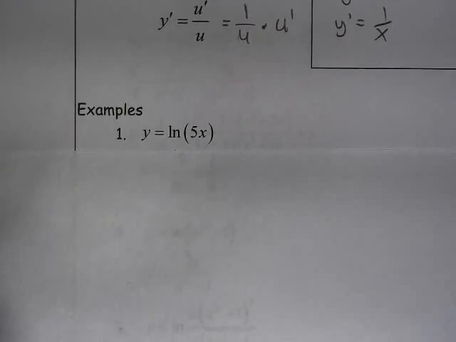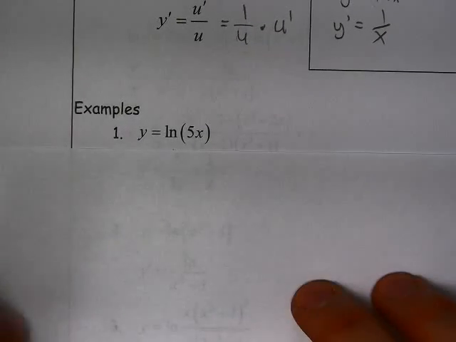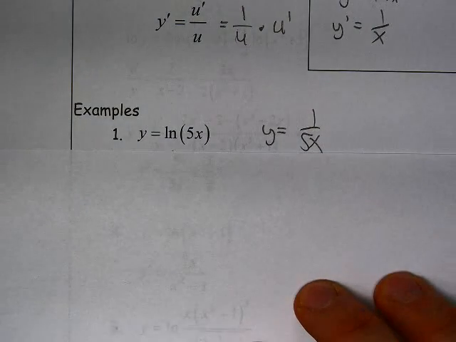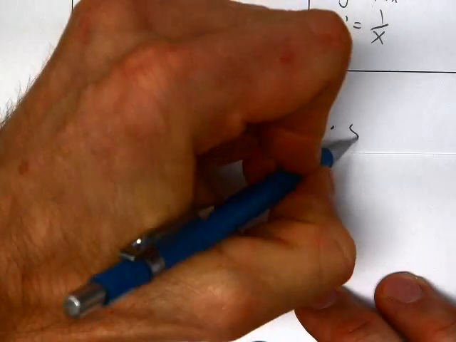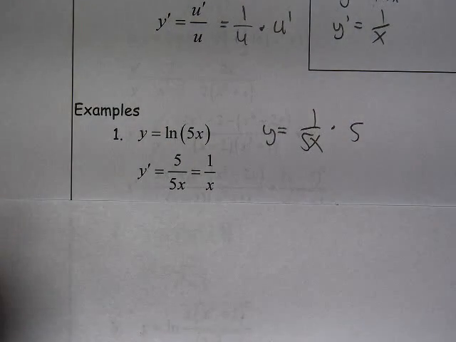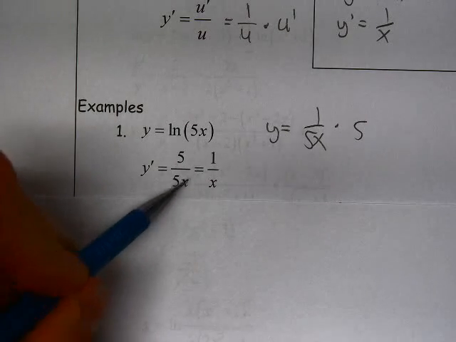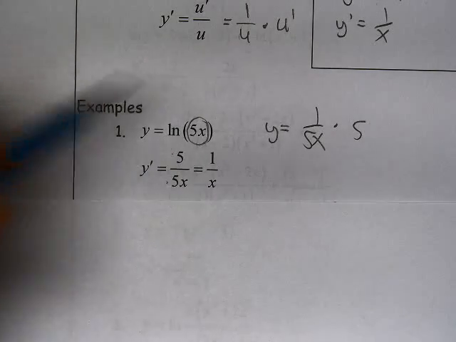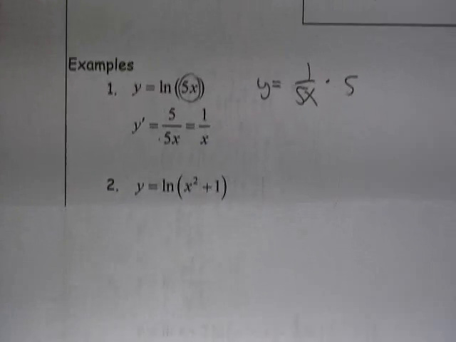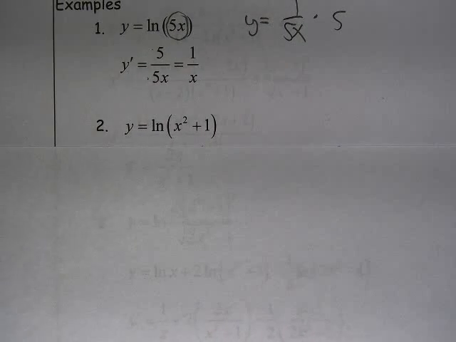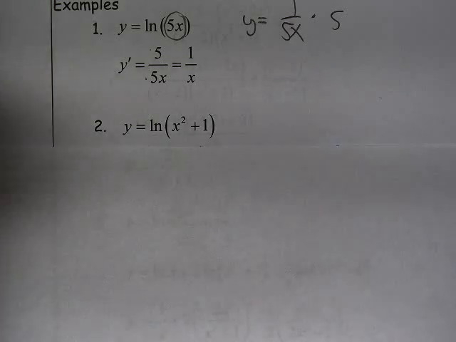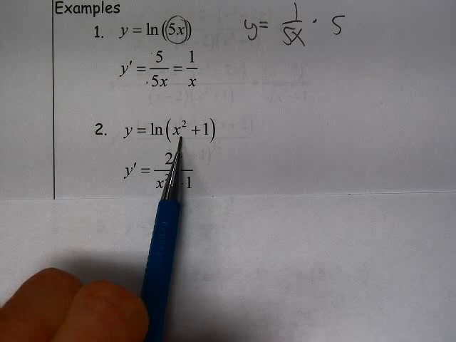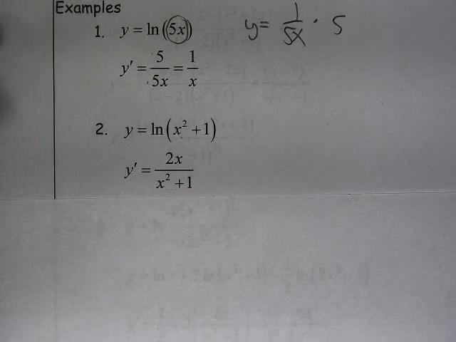So if I have y equals the natural log of 5x, then y prime equals 1 over 5x times the derivative of 5x, which is 5. So I get 5 over 5x, and that reduces to 1 over x. So we got u prime over u, where the original u is 5x. Likewise, I can have the natural log of x squared plus 1. So the derivative of that is u prime, the derivative of this, which is 2x, over the original u, x squared plus 1.